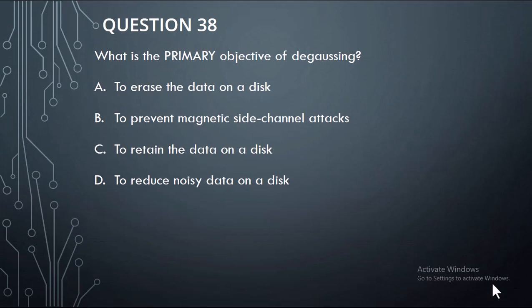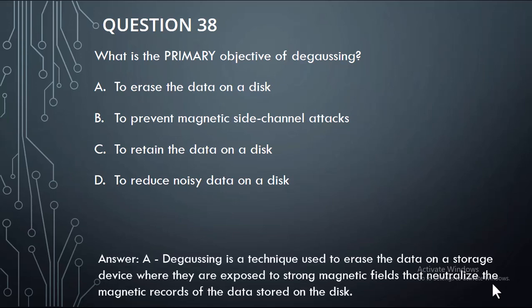Question 38. What is the primary objective of degaussing? A. To erase the data on a disk. B. To prevent magnetic side channel attacks. C. To retain the data on the disk. D. To reduce noisy data on the disk. The answer is option A.